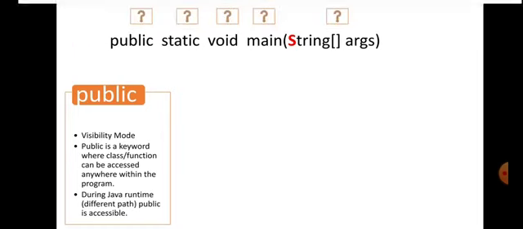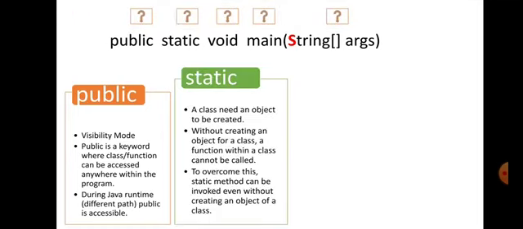Next, what is static? Static means a class needs an object to be created. That is the first point. Second point, without creating an object for a class, a function within a class cannot be called. Do remember, main is the first function that will be called by the interpreter. So when it is called, immediately, you cannot create an object for that. To overcome this, a static method can be invoked even without creating an object of a class.